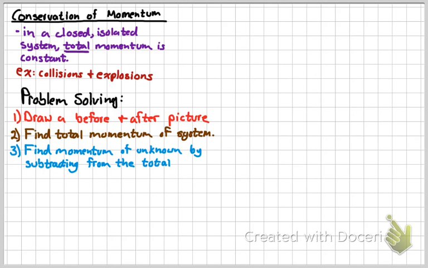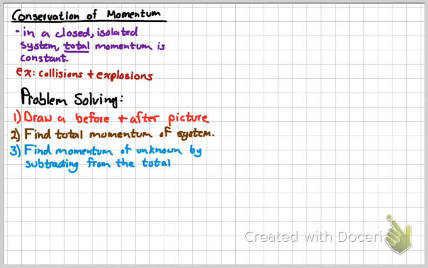In this tutorial, we're going to look at conservation of momentum. Remember that by definition, in a closed, isolated system, such as a collision or an explosion, the momentum of the system is conserved. What that means is that the total momentum stays constant. So when you're given a situation, such as a collision or explosion, there's three basic steps that you're going to be following.